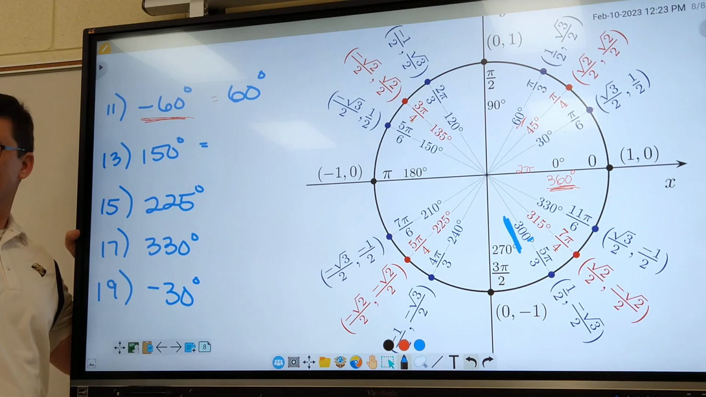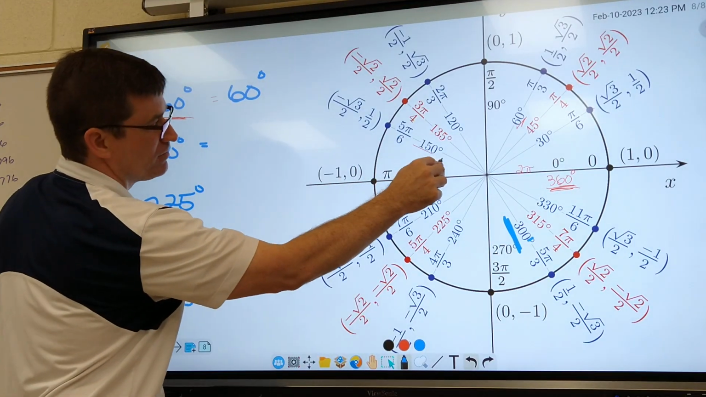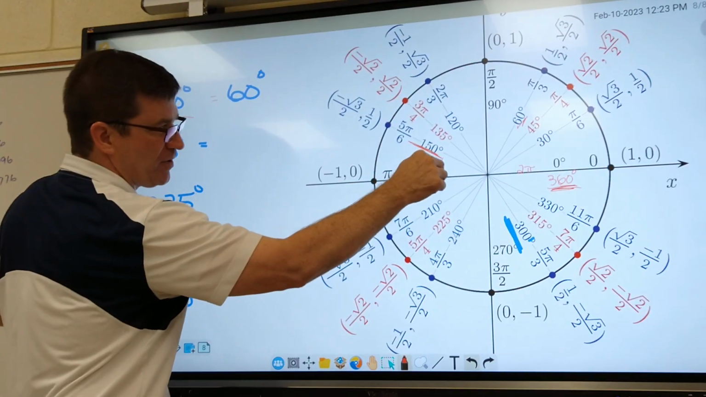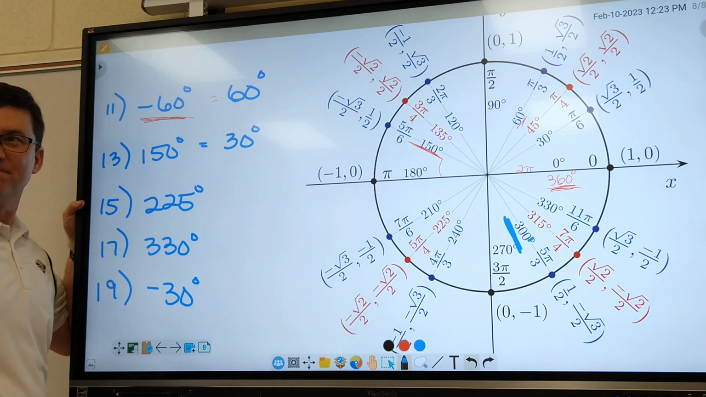150 degrees. You guys are asking a lot of questions about stuff way in the future here. 150 is right here, right? How far away is that from the closest x-axis? 30 degrees.